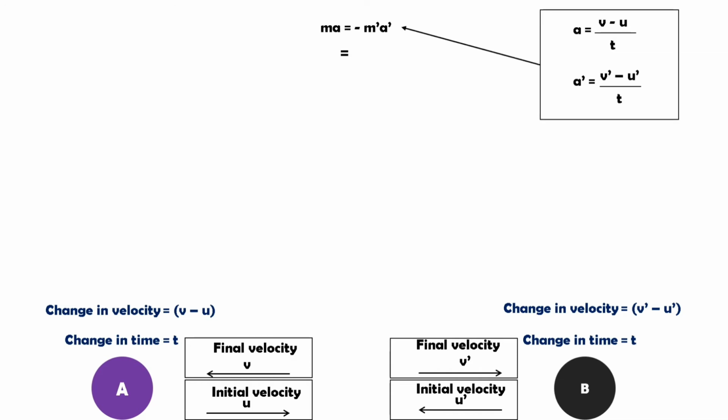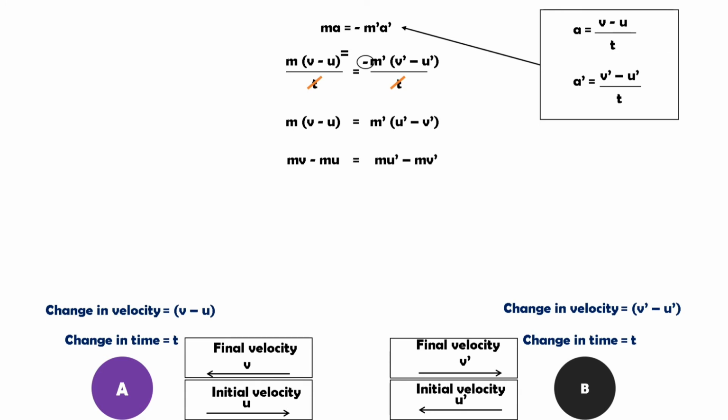So we can write m into (v minus u) divided by t is equal to minus m dash into (v dash minus u dash) divided by t. Here both the t will cancel out, and then in the next step let's multiply this minus inside the bracket. So we can write this equation as m into (v minus u) is equal to m dash into (u dash minus v dash). Now let us multiply m inside the bracket. We can write m v minus m u is equal to m u dash minus m v dash.